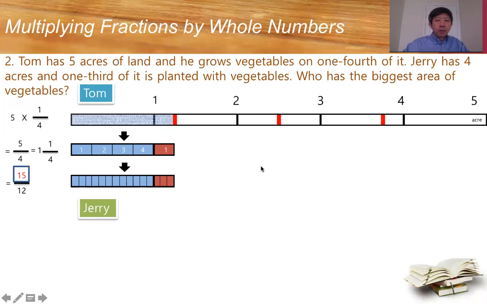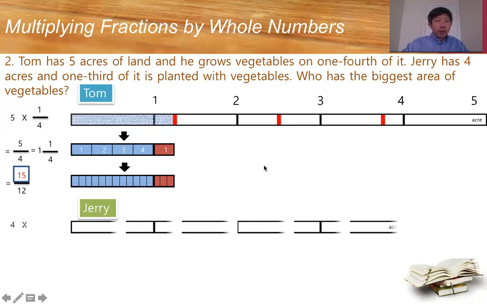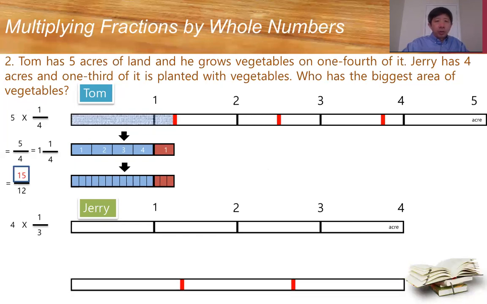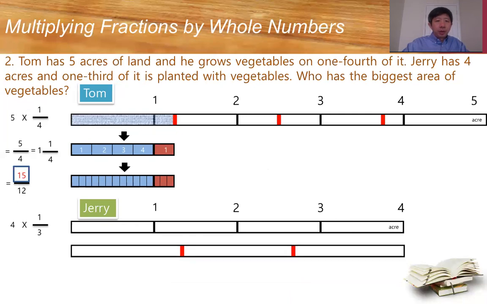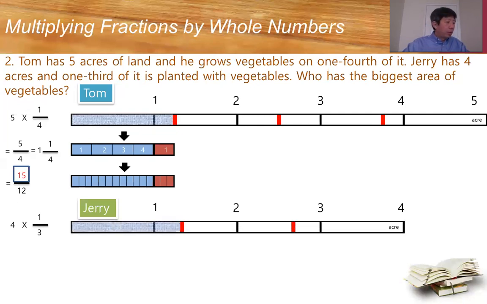How about next? Jerry. So we're going to do Jerry. Jerry has 4 acres, but he only plants 1/3, right? So where is the 1/3? Did you see 1/3 there? Yes, this is 1/3, right? So in this segment, you can see this is 1/3 out of 4 acres, right?